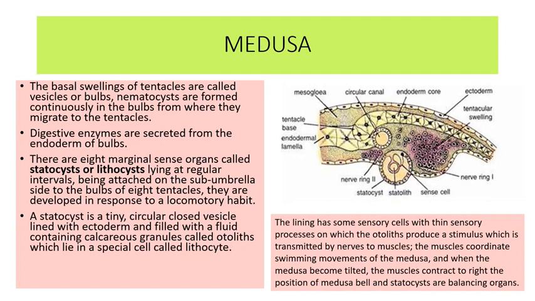There are 8 marginal sense organs called statocysts or lithocytes, lying at regular intervals, being attached on the subumbrellar side of the bulbs of 8 tentacles. They are developed in response to locomotory habit. A statocyst is a tiny circular closed vesicle lined with ectoderm and filled with a fluid containing calcareous granules called otoliths, which lie in a special cell called a lithocyte. The lining has some sensory cells with thin sensory processes on which the otoliths produce a stimulus which is transmitted by nerves to the muscles.